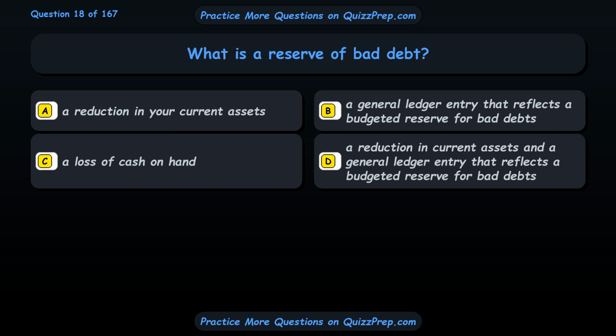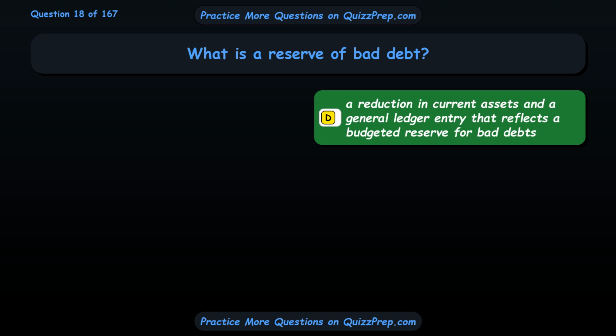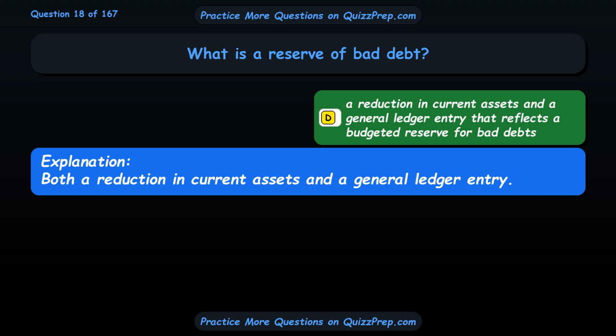Question 18. What is a reserve of bad debt? Option A, a reduction in your current assets. Option B, a general ledger entry that reflects a budgeted reserve for bad debts. Option C, a loss of cash on hand. Option D, a reduction in current assets and a general ledger entry that reflects a budgeted reserve for bad debts. The correct answer is option D. Both a reduction in current assets and a general ledger entry.